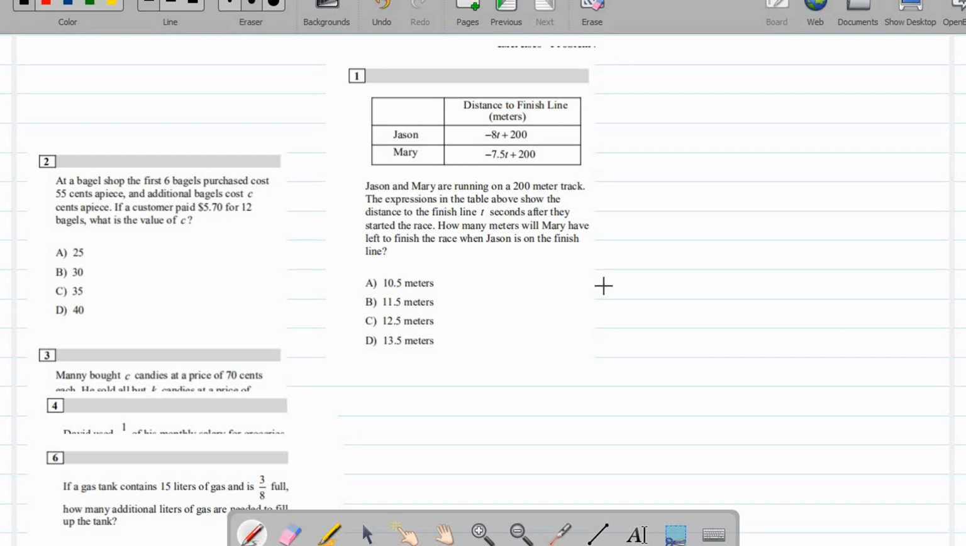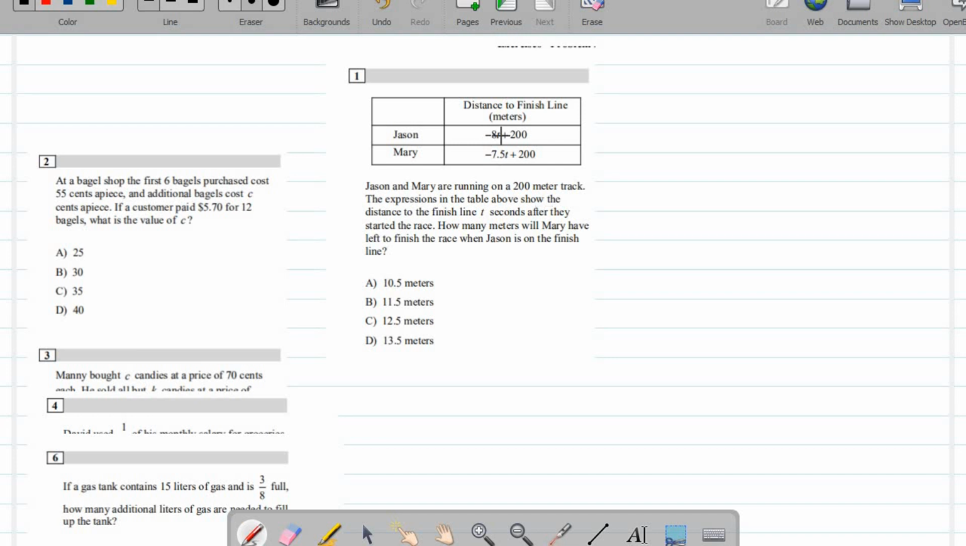Let's begin a new set by solving question number 1 here. Let's say Jason and Mary are running a 200 meter track. The expressions in the above table show the distance to the finish line t seconds after they started the race. How many meters would Mary have left to finish the race when Jason is on the finish line?